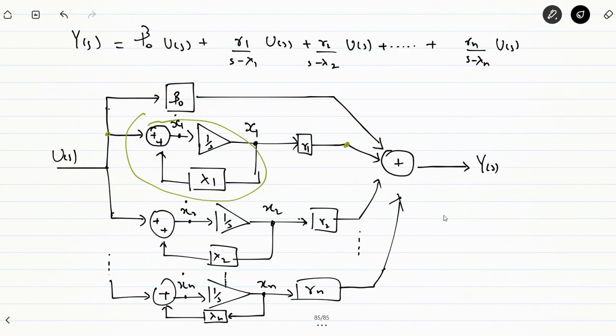If we look at these block diagrams now, what will x1 dot be equal to? x1 dot will be equal to u plus lambda 1 x1, lambda 1 x1 plus u.